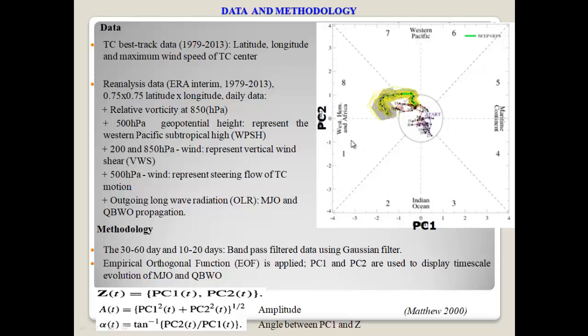The MJO starts in Africa in phase 1, so it propagates into the Indian Ocean in phase 2 and phase 3. It crosses the maritime continent, Australia, Malaysia, Indonesia in phase 4 and phase 5, and finally reaches the Western Pacific in phase 6 and phase 7, and combines with Western Africa in phase 8.